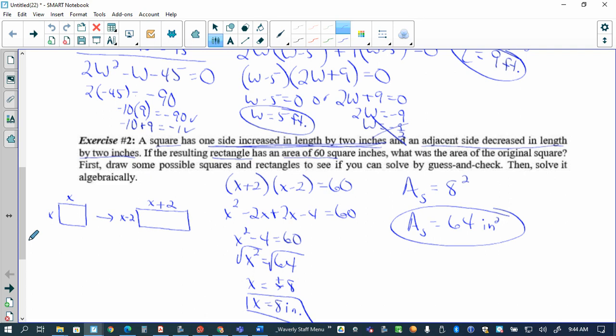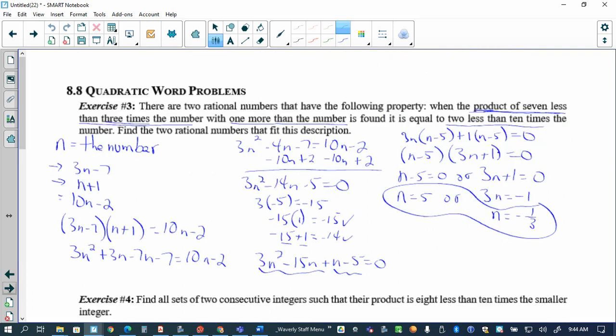So did this have to equal 0 to solve it? Did this have to equal 0 in order to solve it? Why not? It doesn't have an extra term. It's got X squared, right? So we can just add 4 to both sides, take the square root, right? And we got that X is 8 inches, but we weren't done. They wanted the area of the square. 8 times 8 is 8 squared. I think this is the last one we did in this class, right?